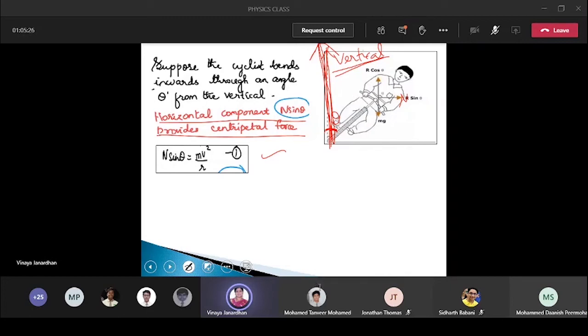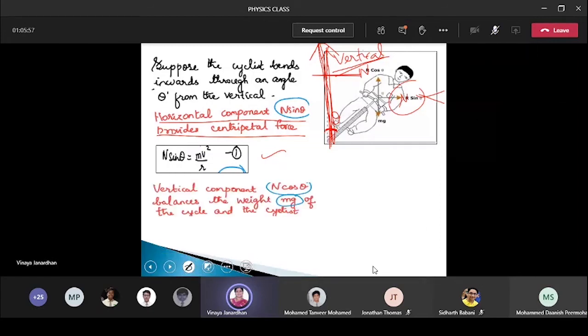Now tell me which are the other two balancing forces. Jatin, Jopal. See, n sine theta is fine. Leave n sine theta. Can you find any two forces which are balancing each other in this diagram? Jopal and Jadra. N cos theta, fine. These two are balancing. Right, boys. So the vertical component n cos theta balances the weight mg of the cycle and the cyclist.